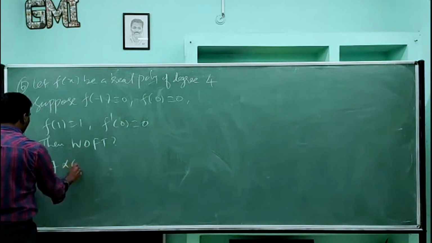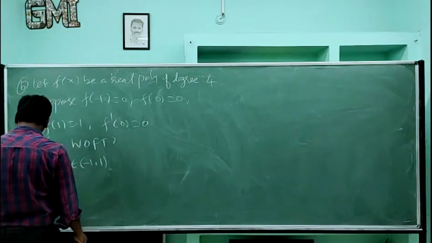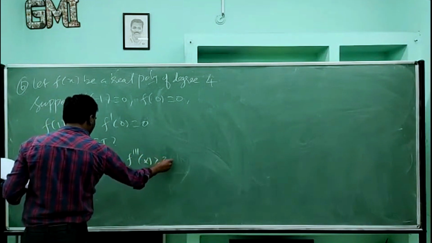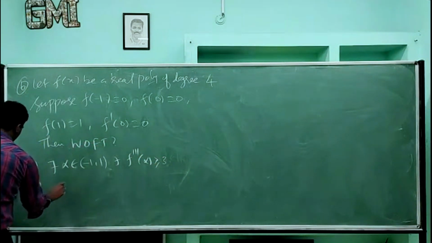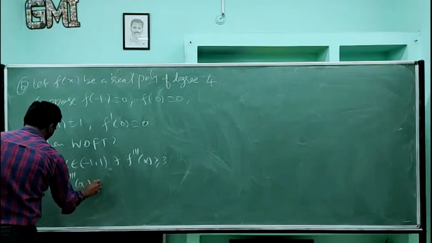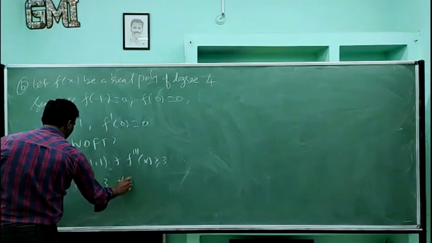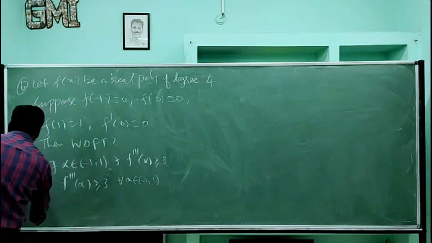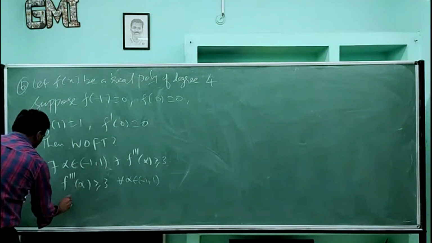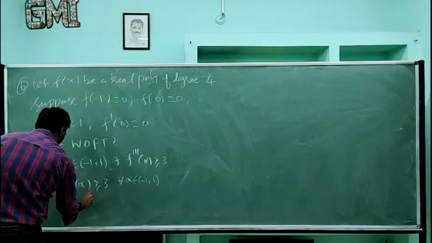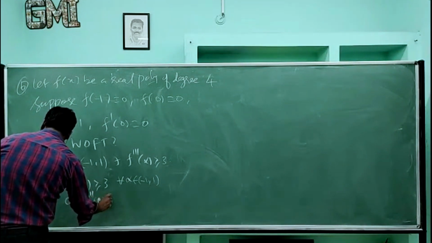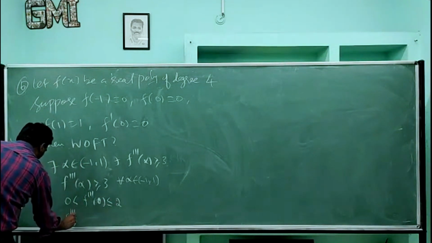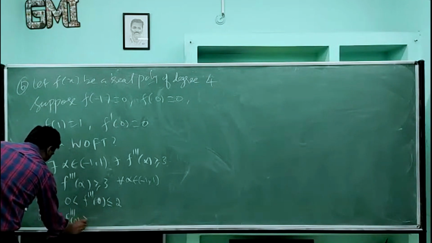Option A: there exists an alpha in minus 1 comma plus 1 such that f triple prime of alpha is greater than or equal to 3. Option B: f triple prime of alpha is greater than or equal to 3 for every alpha belonging to minus 1 to plus 1. Option C: 0 is less than f triple prime of 0, which is less than or equal to 2. Option D: f triple prime of 0 is always greater than or equal to 3.